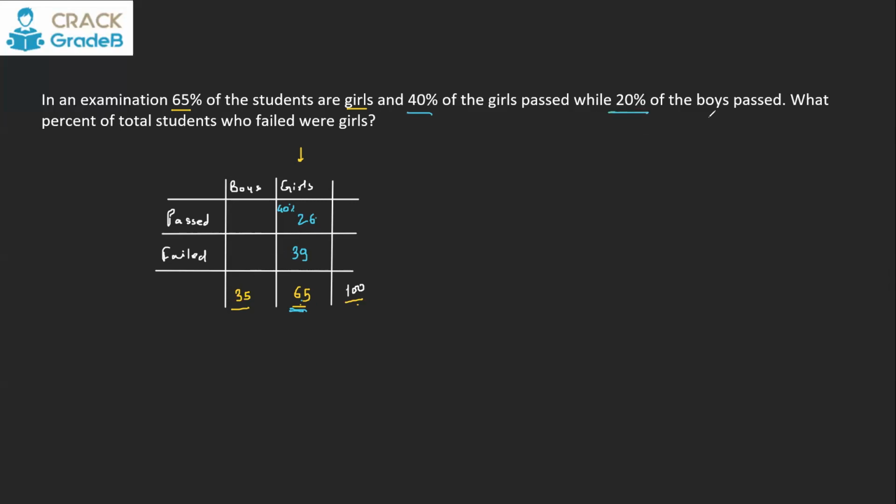Also, 20% of the boys passed. So out of 35, if 20% pass, 10% is 3.5, so 20% will be 7. So 7 passed means 28 failed.